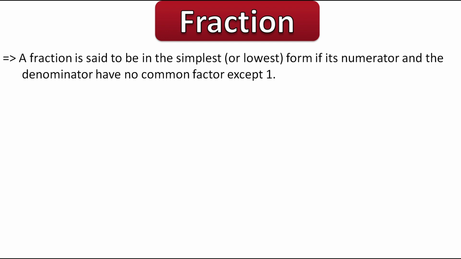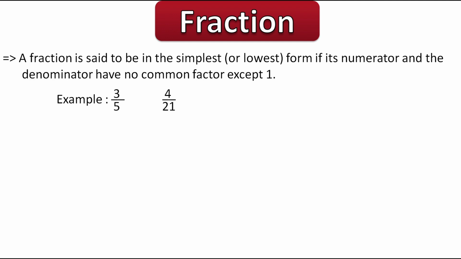If you have a fraction where the numbers at the numerator and denominator have no common factor except 1, then such fractions are called the simplest form of the fraction. Okay, now see here, the example I am taking is 3 upon 5. Here 3 has only the factors 1 and 3, and 5 has only the factors 1 and 5. Now the common factor is only 1, so we can call this a simplest form of a fraction.